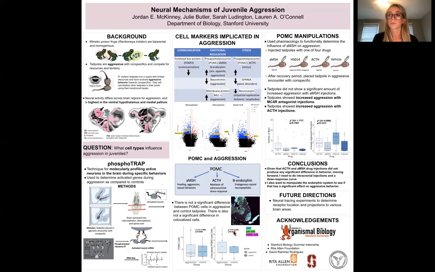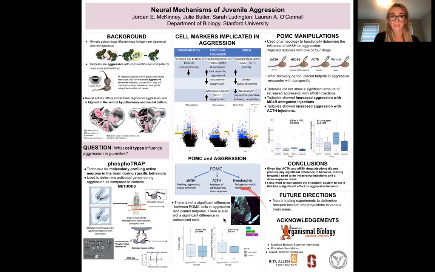So in order to confirm the effect of POMC on aggression, we used a technique called fluorescent in situ hybridization in order to selectively tag POMC neurons, and then we double labeled with a PS6 antibody, which is a marker for neural activation. So what this would tell us is that if we had a POMC neuron and a PS6 neuron that we could see in our images and they were co-localized, so they were right on top of each other, that told us that the POMC neuron was active.